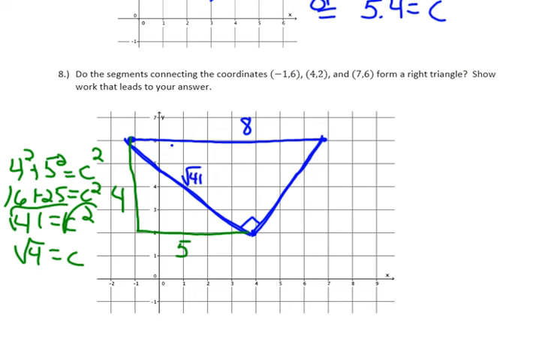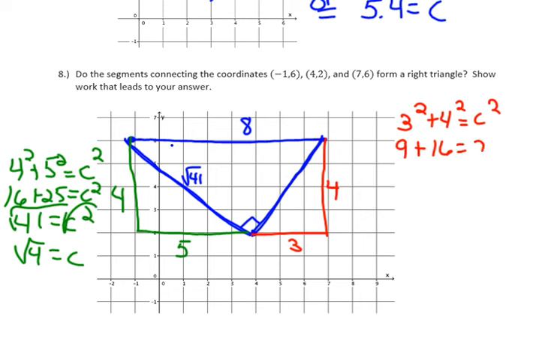I'm going to do the same thing over here in order to figure out this side. So I'm drawing in a triangle to help me. So this is 1, 2, 3. 1, 2, 3, 4. So 3 squared plus 4 squared equals C squared. 9 plus 16. So 25 equals C squared. Take the square root. 5 equals C. So this side is 5.